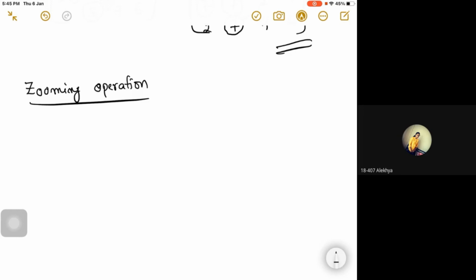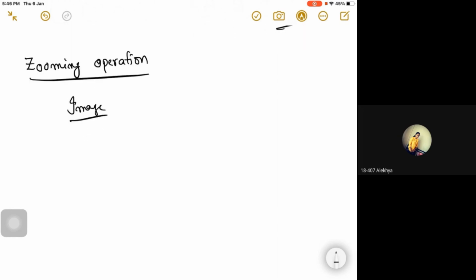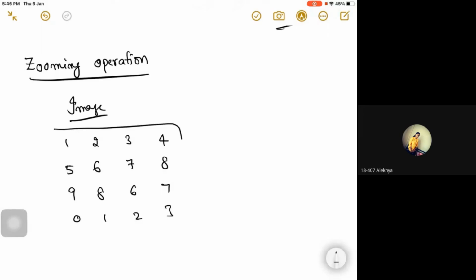For example, let us consider an image is given, consisting of the pixel values 1, 2, 3, 4, 5, 6, 7, 8, 9, 8, 6, 7, and 0, 1, 2, 3. Let us assume this is the input image given. Then how can its zooming operation be done?